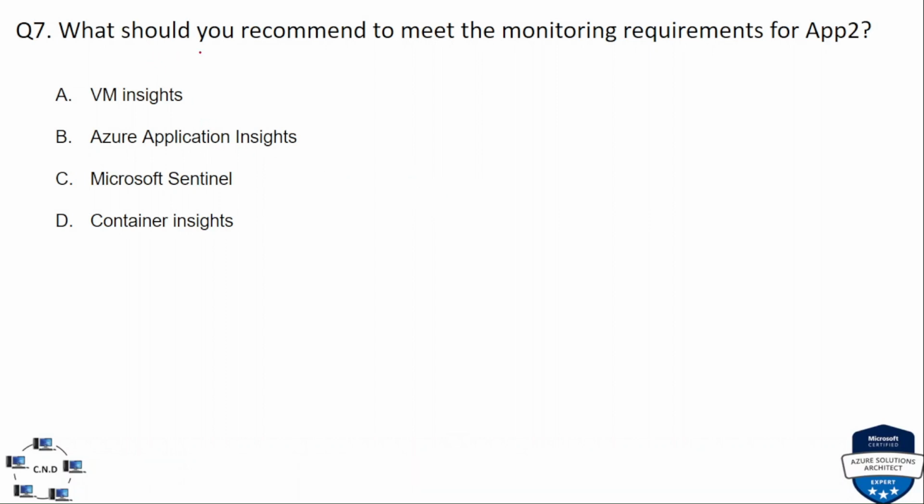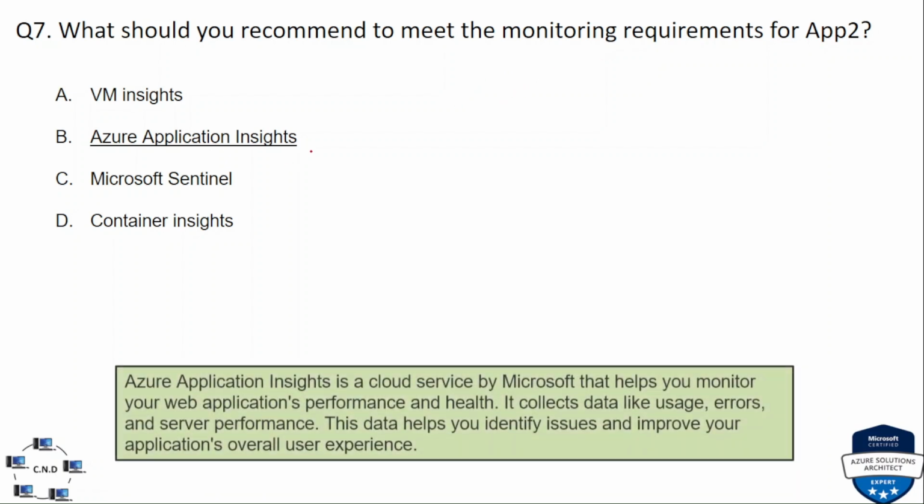And the question is that what should you recommend to meet the monitoring requirement for app 2, for application 2? And the options are A. VM Insights, B. Azure Application Insights, C. Microsoft Sentinel, and D. Container Insights. And the correct option is the Azure Application Insights. So for monitoring requirements of application, we need Azure Application Insight.